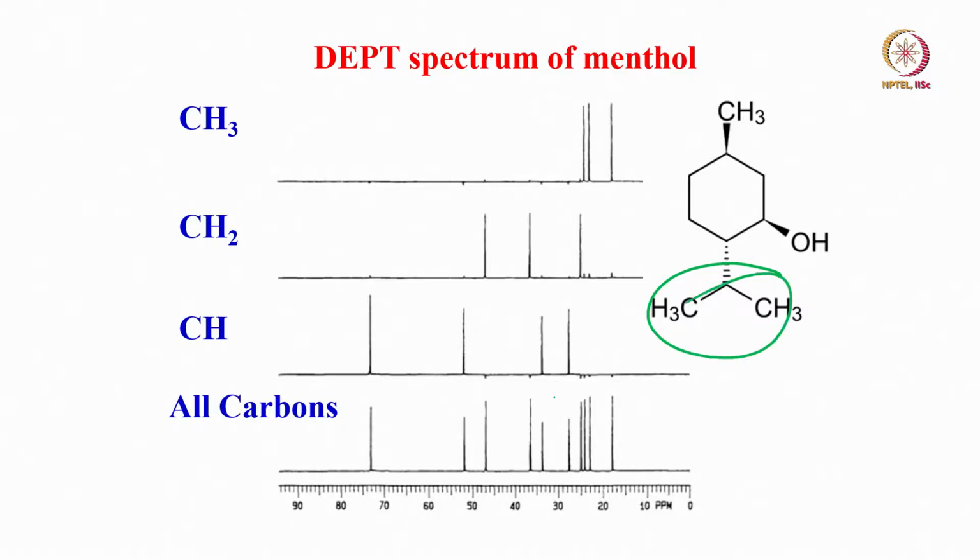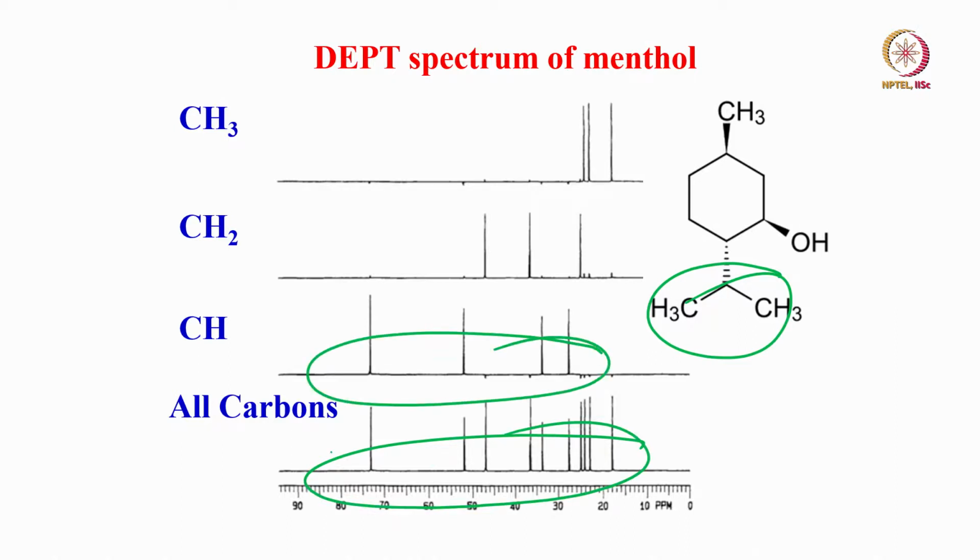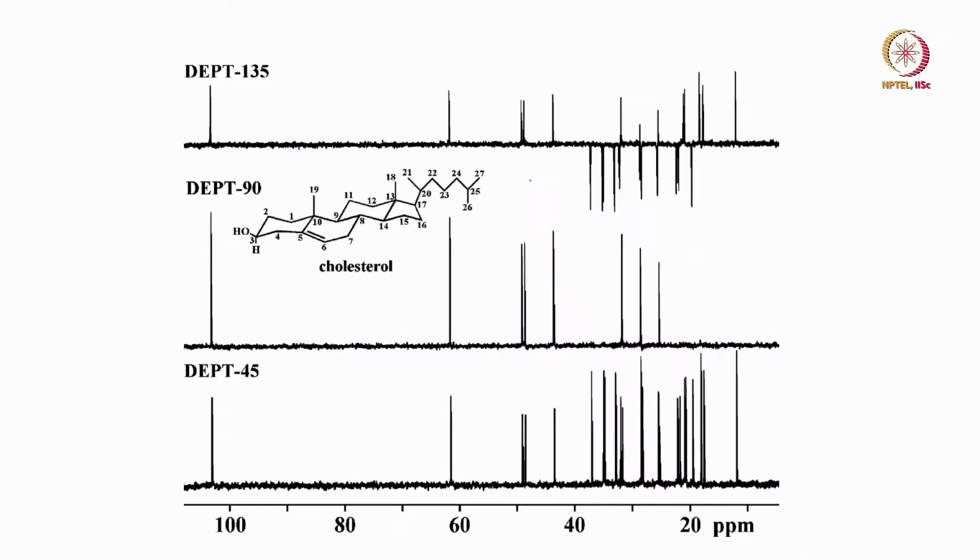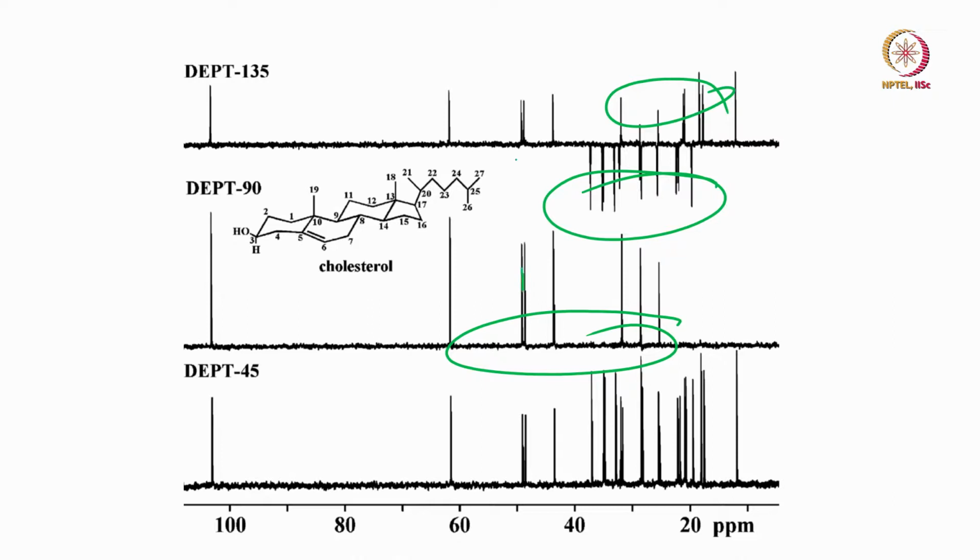And this is an example for a molecule called menthol, where you can see all the carbons are present here, and now it is only CH carbons, and this DEPT sequence is only for CH2 and this is for only CH3. How did we get it? You know that with DEPT 45, DEPT 90 and DEPT 135, in DEPT 90 you are observing only CH carbons. In DEPT 135 the CH2 carbons are all negative in intensity and CH and CH3 are positive, and you can identify which is which like this.